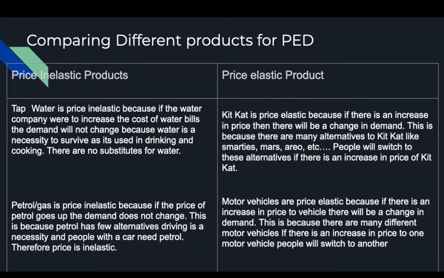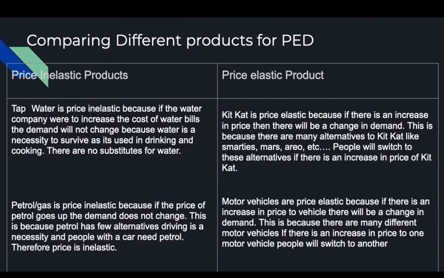Now I'll be going through and comparing different products for PED. So first I'll go through two examples of price inelastic products, then two examples of price elastic products. For price inelastic, the first example is tap water. Tap water is price inelastic because if the water company were to increase the cost of water bills, the demand will not change, because water is a necessity to survive and is used in drinking and cooking. There are no substitutes for water.